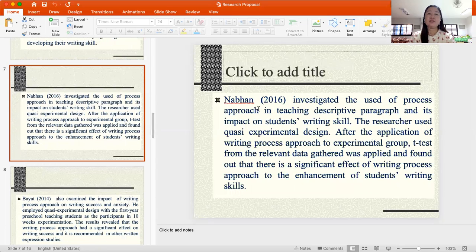Like for example, Nabhan 2016 investigated the use of process approach in teaching descriptive paragraph and its impact on students' writing skill. The researcher used quasi-experimental design after the application of writing process approach to experimental group. T-tests from the relevant data gathered was applied and found out that there is a significant effect of writing process approach to the enhancement of students' writing skills.